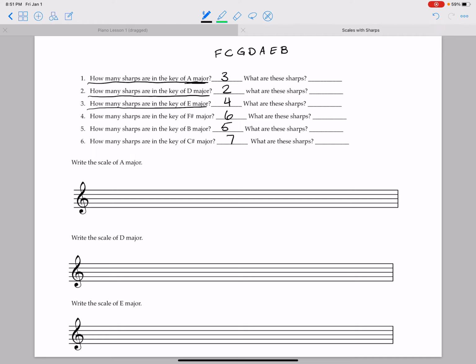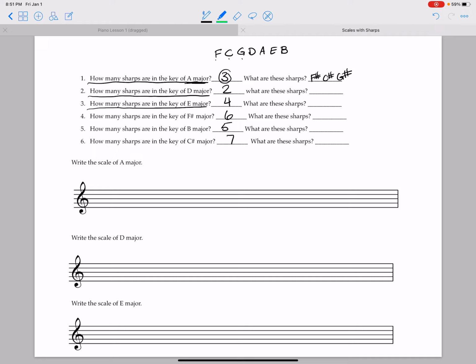A major has 3 sharps. So we take the first 3 sharps. That means we're going to take F, C, and G. So we write F sharp, C sharp, and G sharp. The first 3. We always start at the beginning, and we always take the first amount.